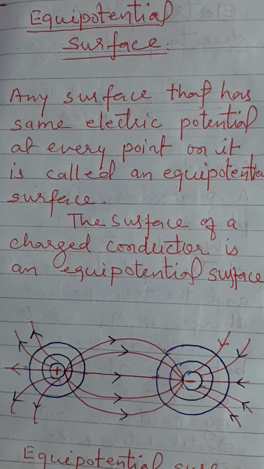Now our next topic is equipotential surface. First we define what is an equipotential surface. Any surface that has the same electric potential at every point on it is called an equipotential surface. It means in the whole surface the electric potential is the same. That kind of surface is known as an equipotential surface, like the surface of a charged conductor.